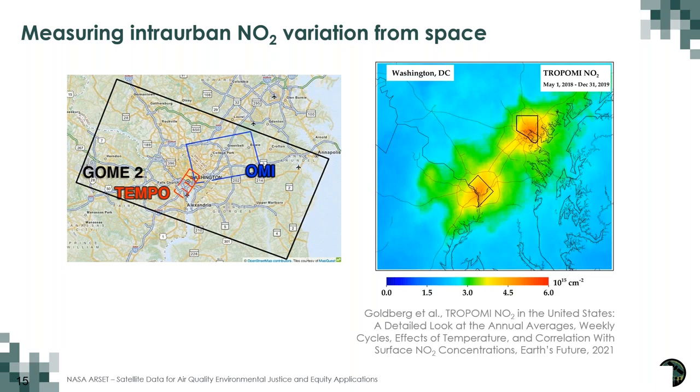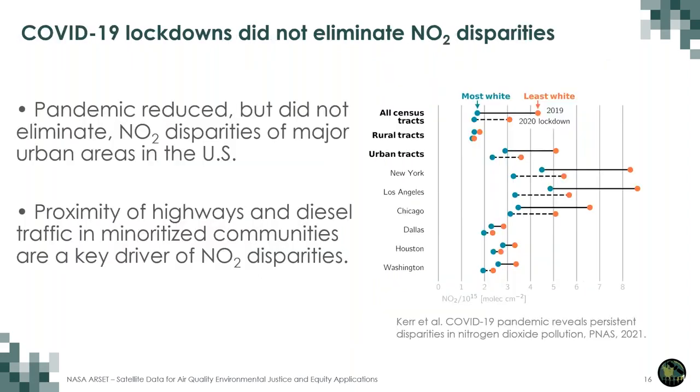So a few years ago, we wondered whether or not we could use satellite NO2 observations to study air pollution injustice on a nationwide basis. And this is work led by Gage Kerr from George Washington University. It was published in the Proceedings of National Academy of Sciences in 2021.